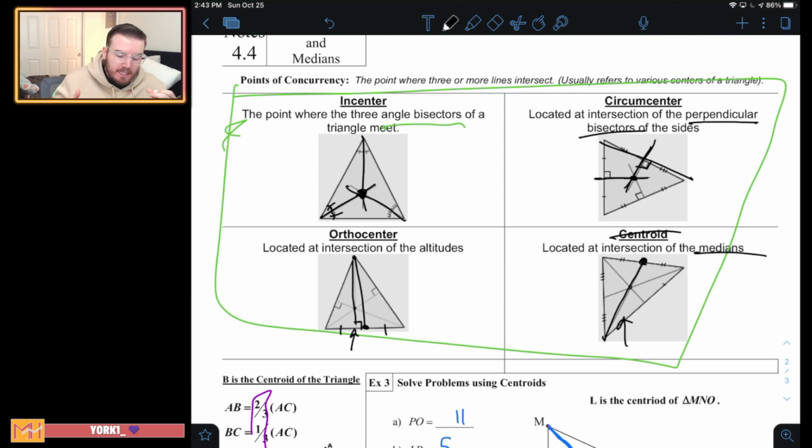I just want you to realize that triangles are kind of cool and special, and all these lines intersect each other for any triangle. It's kind of crazy. For any triangle you ever drew, the angle bisectors will always intersect. The perpendicular bisectors will always intersect. It's just one of those things. It's kind of crazy.